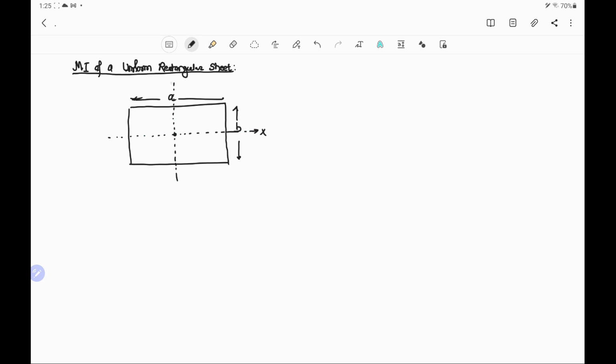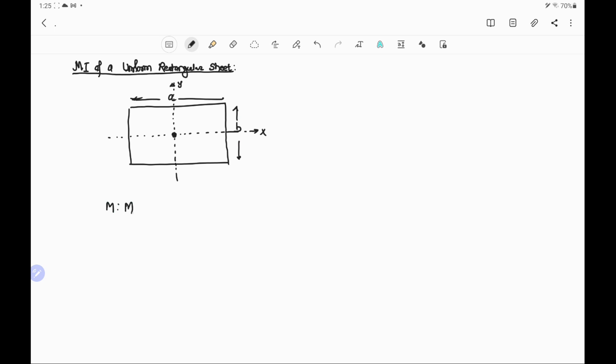Let us find the moment of inertia of a uniform rectangular sheet. Suppose this is a rectangular sheet having length A and width B, and this is the center of the sheet. The axis passing through the center is the x-axis, and the other axis passing through the center is the y-axis, and the center is at the origin. So we have to find the moment of inertia about the y-axis, that is parallel to the width B.